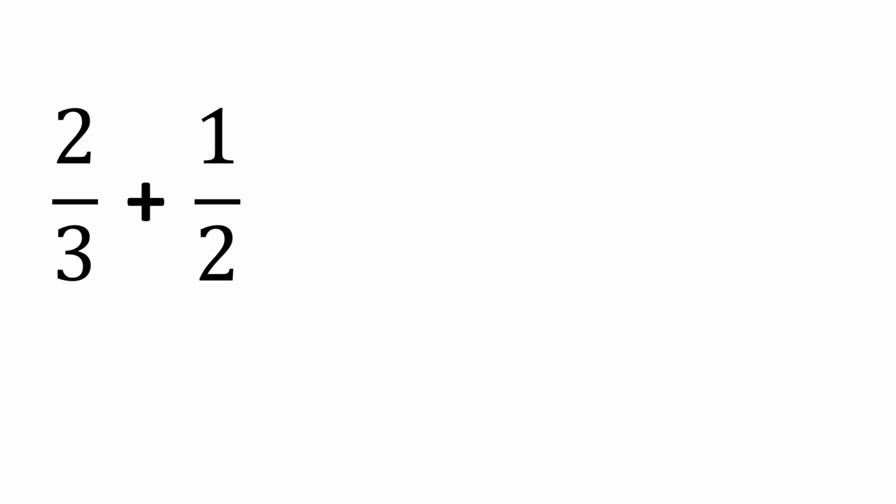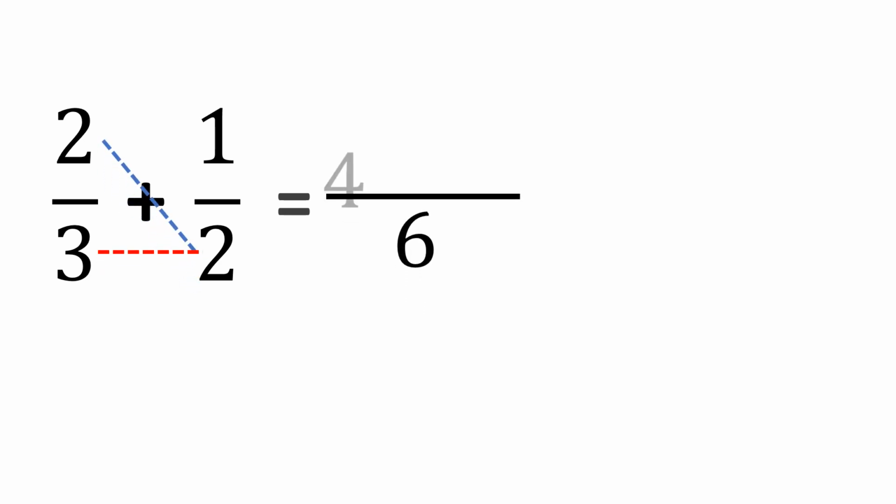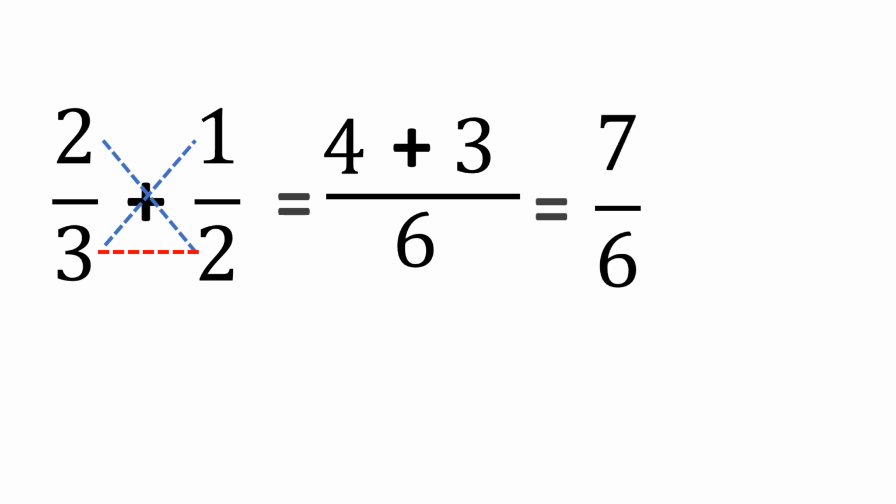To get the denominator, we multiply the denominators. 3 times 2, that is 6. Then 2 times 2, that is 4. Then 3 times 1, that is 3. To cross multiply, 4 plus 3, that is 7 out of 6. And then change it to mixed form. Dividing 7 by 6, that's 1 and 1/6. So that's it. That's how fast it is.